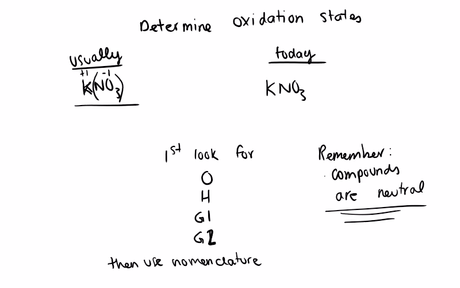Now, what we're going to do today that's different is, instead of looking at nitrate as a group, we're going to find an oxidation number for potassium and nitrogen and oxygen. Okay? In order to do that, when we look at big reactions, we'll be able to see if electrons have moved from one atom to another.